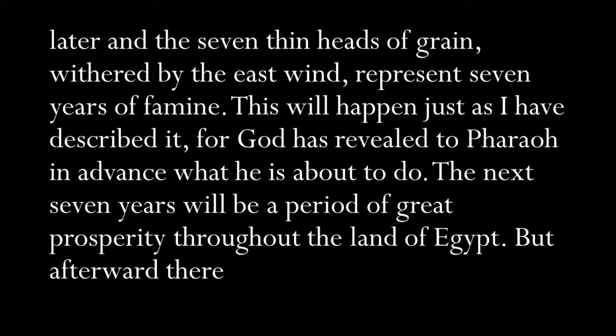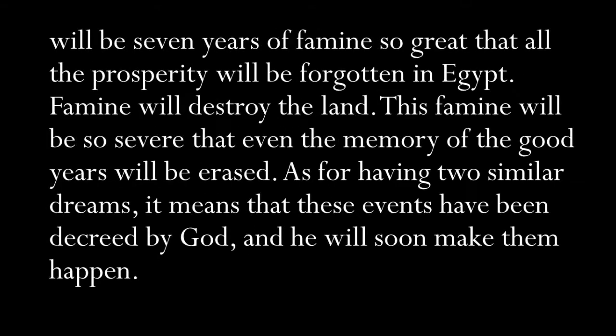This will happen just as I have described it, for God has revealed to Pharaoh in advance what he's about to do. The next 7 years will be a period of great prosperity throughout the land of Egypt. But afterward there will be 7 years of famine, so great that all the prosperity will be forgotten in Egypt. Famine will destroy the land. This famine will be so severe that even the memory of the good years will be erased. As for having 2 similar dreams, it means that these events have been decreed by God, and he will soon make them happen."